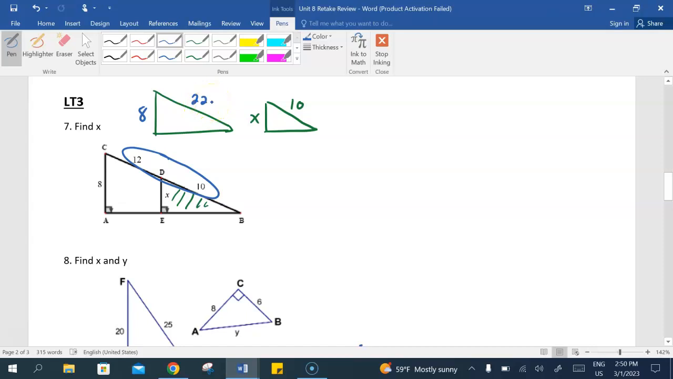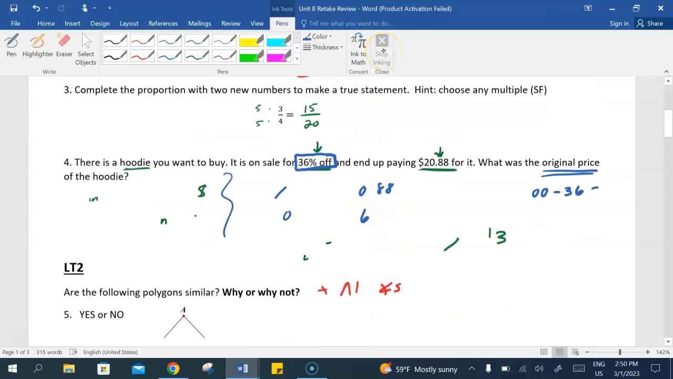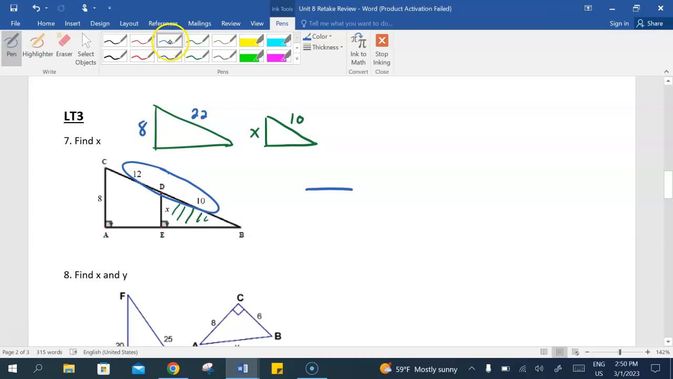Now you can write your proportion. Okay, and again, it doesn't matter where you start. So I'm just picking a side. I'm going to pick 8. 8 is proportional with x. It matches up with x because it's both the left side of the triangle. And 22 matches up with 10. Again, be careful. This is not the same. You don't want to do this.